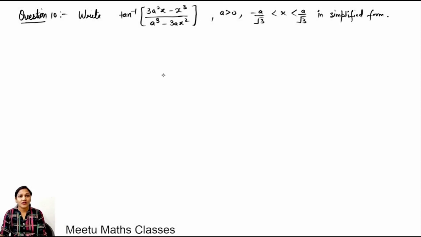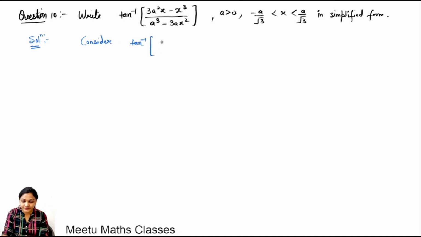Now your question number 10 is, write tan inverse of (3a square x minus x cube) upon (a cube minus 3a x square), where a is greater than 0 and x is lying between minus a by root 3 and a by root 3, in simplified form. Now to write this function in simplified form, consider your function, that is tan inverse of (3a square x minus x cube) upon (a cube minus 3a x square).